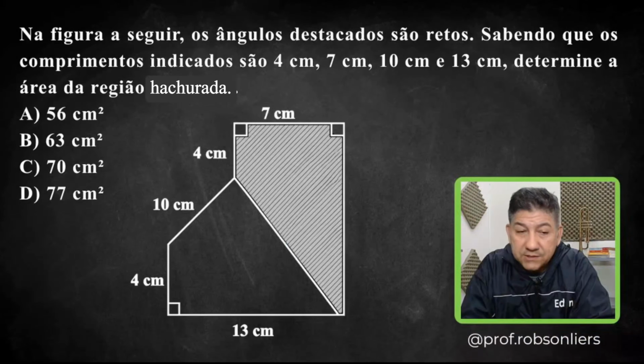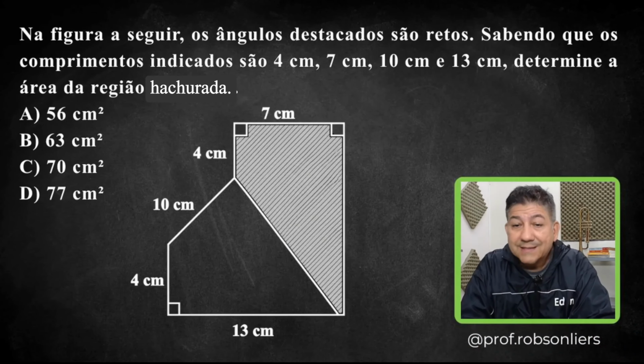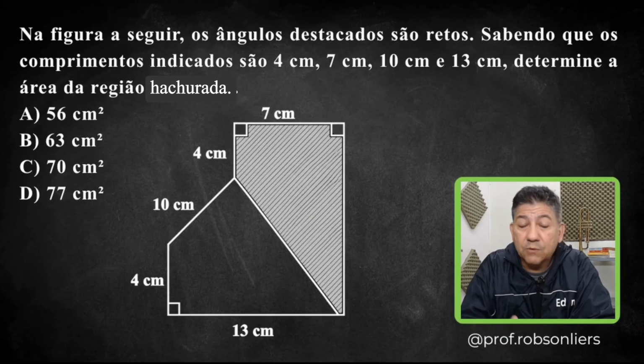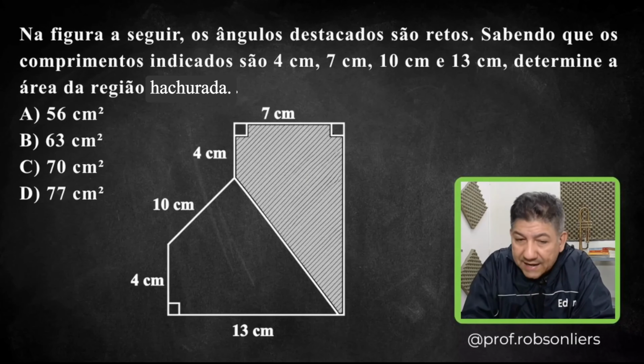Here, look, the problem says the following. In the figure below, the highlighted angles are right angles. Knowing that the indicated lengths are 4, 7, 10, and 13 centimeters, determine the area of the shaded region. The shaded region is this shaded region here, all right?